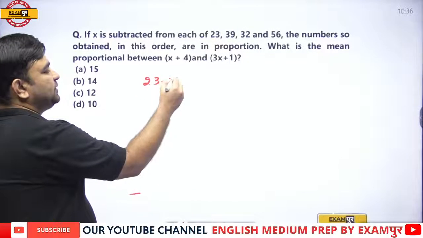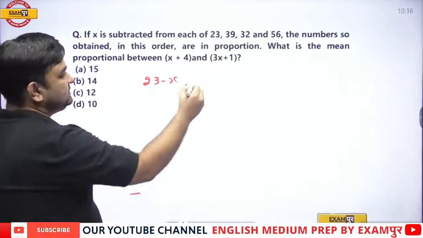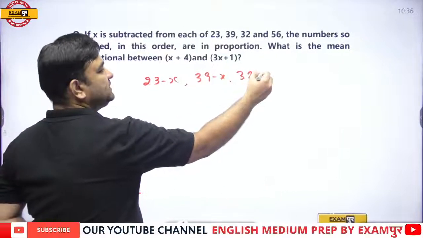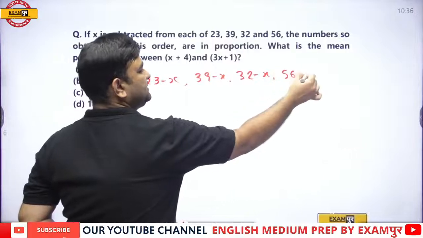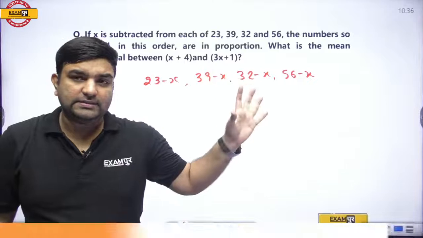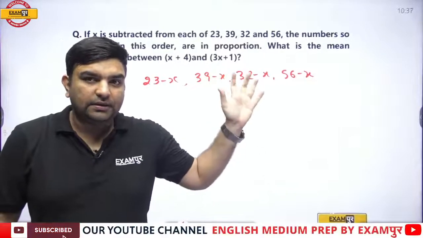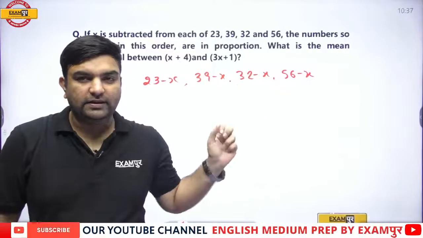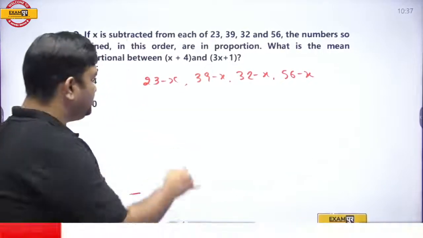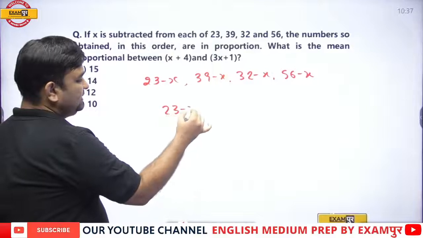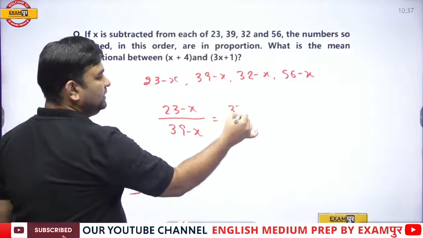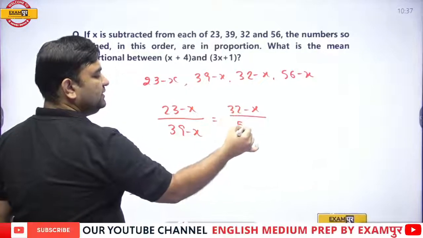After subtraction, the numbers are 23 minus x, 39 minus x, 32 minus x, 56 minus x. Can I say these are the numbers obtained after subtracting the x? So they should be in the proportion. 23 minus x upon 39 minus x is equal to 32 minus x upon 56 minus x.